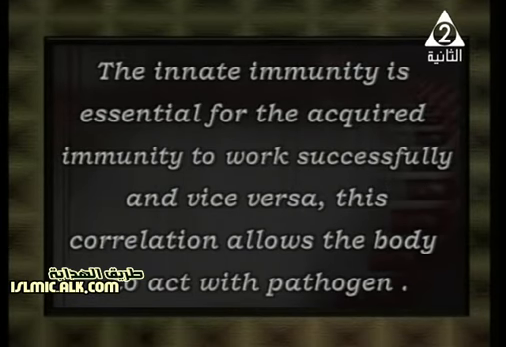This correlation, I mean this relation between them, allows what? That the body can act against the pathogen. It can attack the pathogen in 2 ways, according to the innate system that already exists inside the living organism's body, or the acquired or adaptive immunity system.